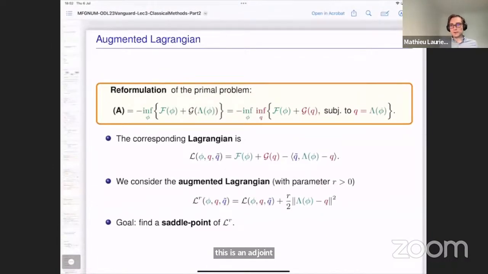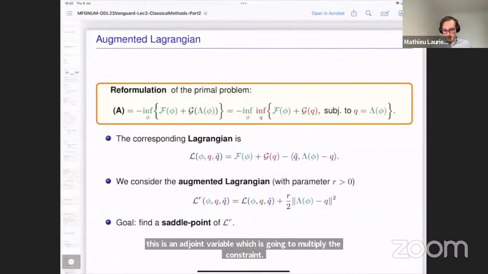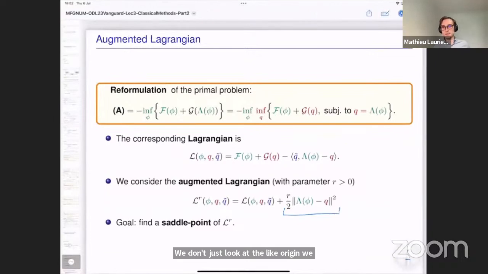We don't just look at the Lagrangian, we augment it by adding an extra penalty term here, where R is to be chosen. It is a parameter, and it is going to influence the convergence. But for now, I just take it as a constant. So you fix a constant R, and you add this extra penalty. And the penalty is what you want to satisfy the constraint, right?